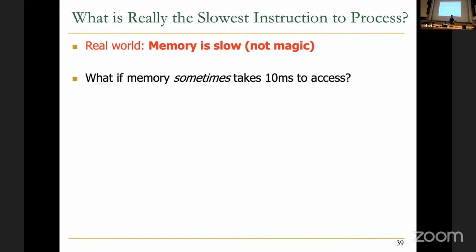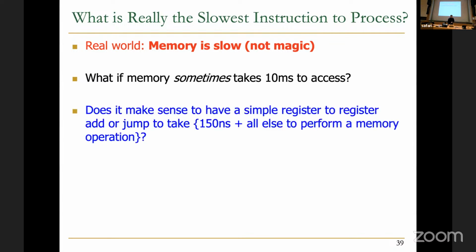Are you going to set your clock cycle to 10 milliseconds? Probably not. Okay, maybe even if you say 150 nanoseconds, which is more realistic for main memory. But if you actually don't have the data in main memory, where do you go? You go to disk, for example, right? Okay, let's assume that everything is in the main memory. Then do you set your clock cycle to 150 nanoseconds plus all else to perform a memory operation? Okay, let's say 200 nanoseconds.